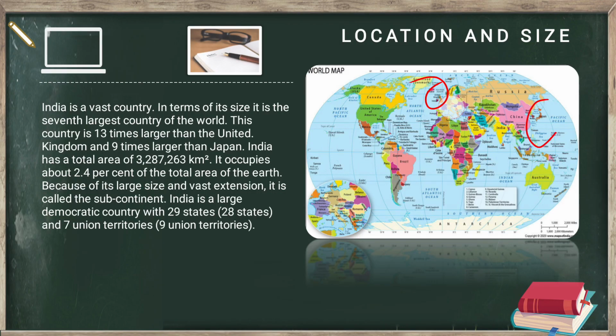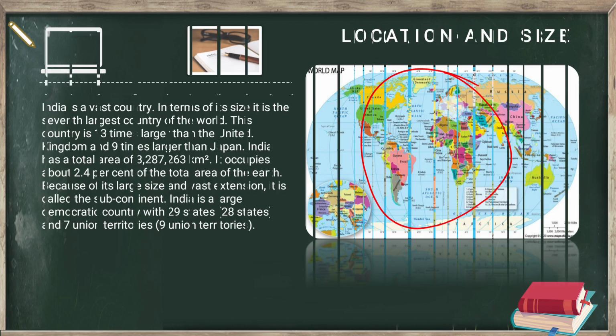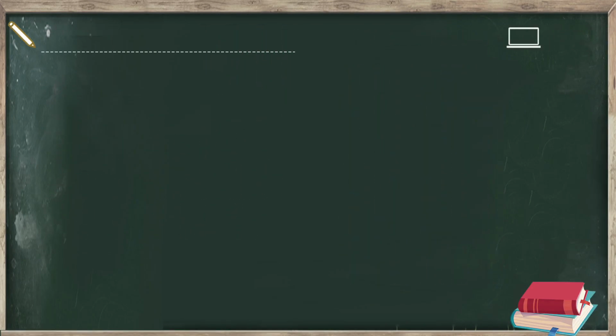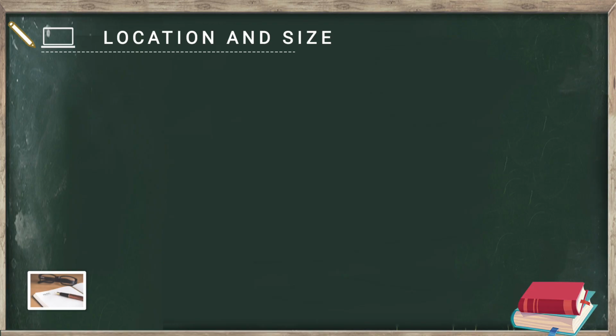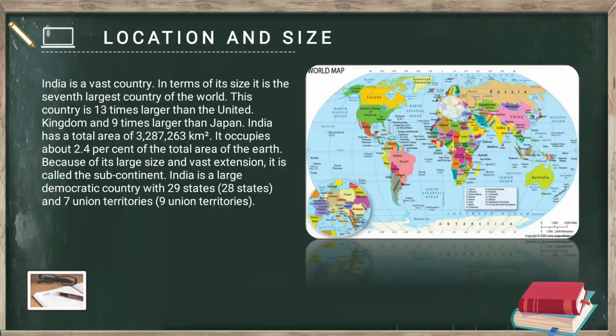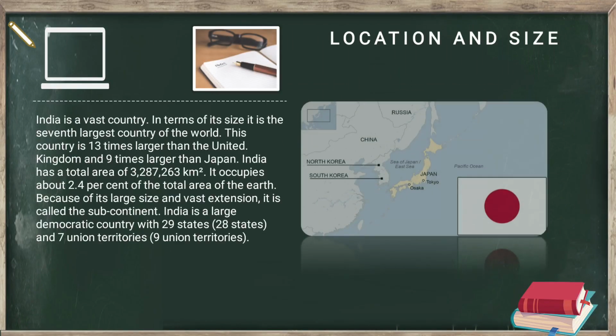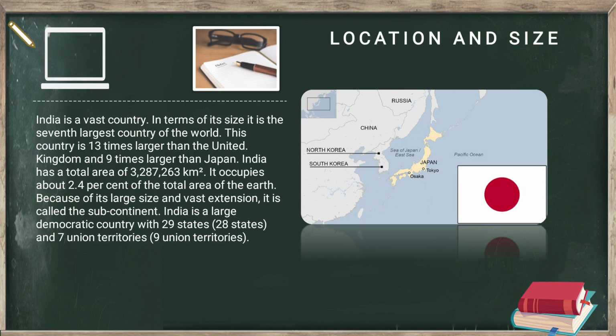So where is Japan on the map? Here. Did you see? India is 9 times larger than Japan. This is the map of the world. Let's see the map of Japan. See, this is Japan. And India is 9 times bigger than this Japan. So overall, how vast is India?